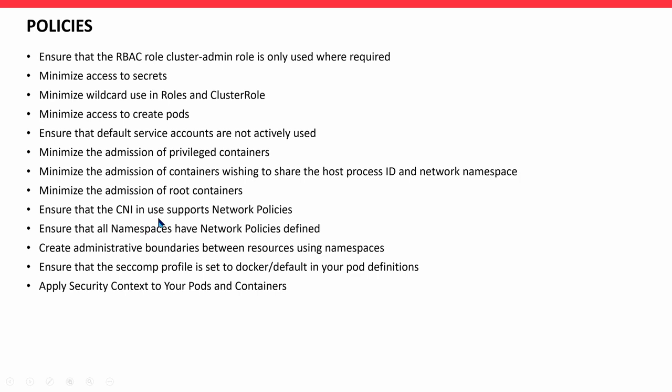Ensure that the CNI in use supports network policies. Calico is the famous plugin. It is also tested by Kubernetes to support network policies. Ensure that all namespaces have network policies defined. Create administrative boundaries between resources using namespaces. Ensure that the seccomp profile is set to Docker default in your pod definitions. Apply security context to your pods and containers.